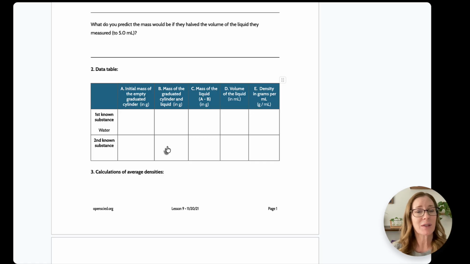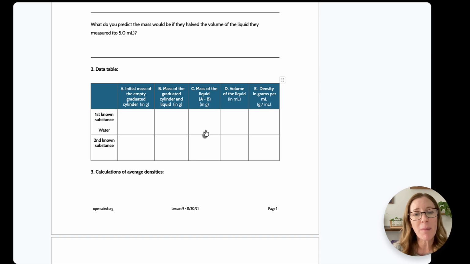And then they're going to subtract the mass of the graduated cylinder from the combination, which will give you the mass of the liquid. Now, I don't know why, but math doesn't transfer from the math classroom to the science classroom. So I'm sure you will have to support this in some degree, but wait till you get to the density. So you're going to have a little bit of math in this lesson.